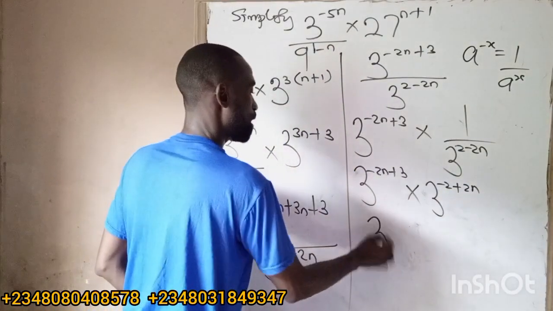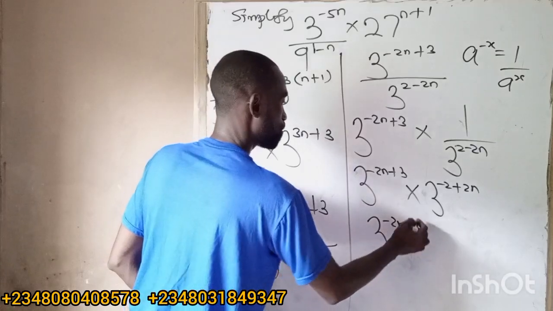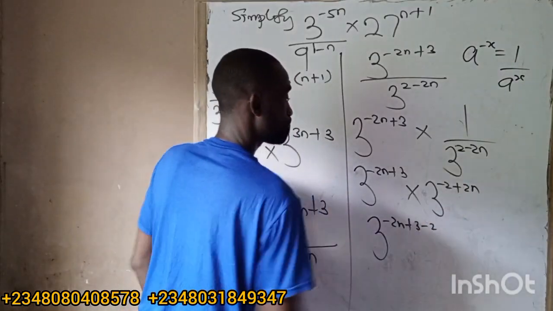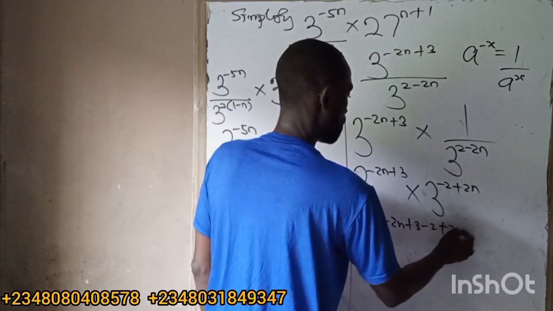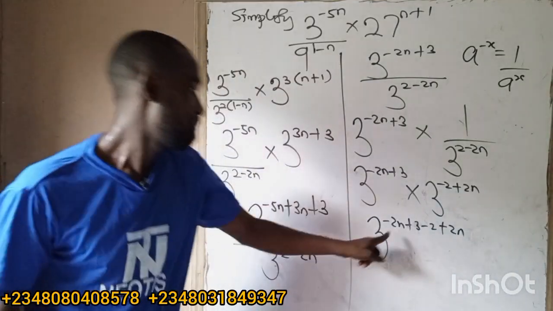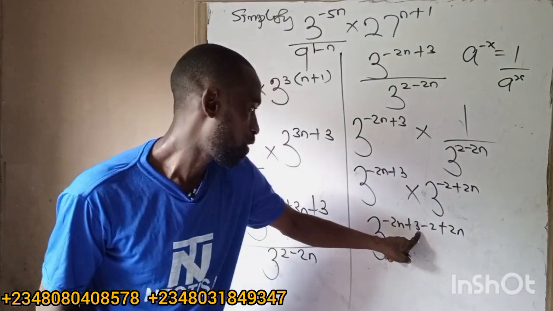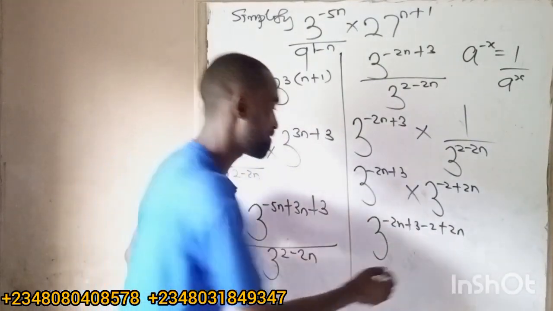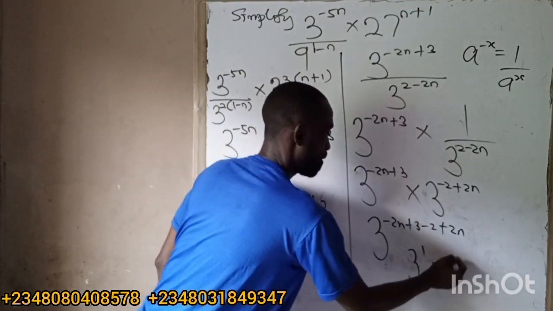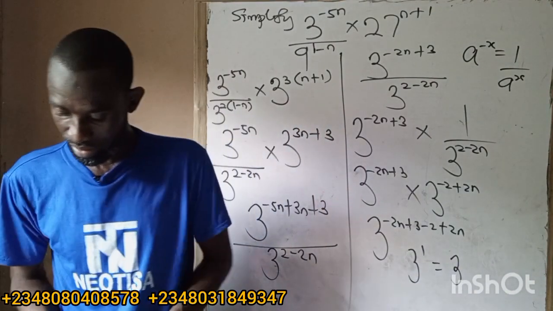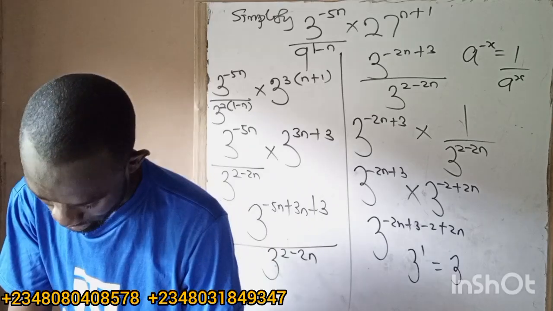I'll be having 3 raised to power minus 2n plus 3 minus 2 plus 2n. So what's the next thing? Minus 2n plus 2n will cancel out. What's 3 minus 2? That is 1. So I'm having 3 raised to power 1. Our answer is 3. Our answer is 3 for that.